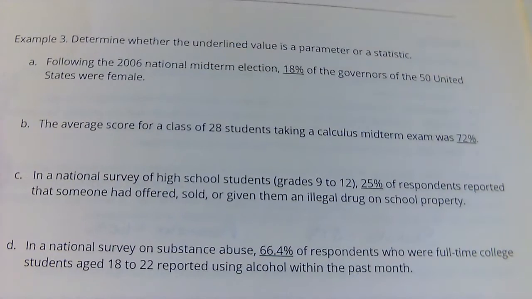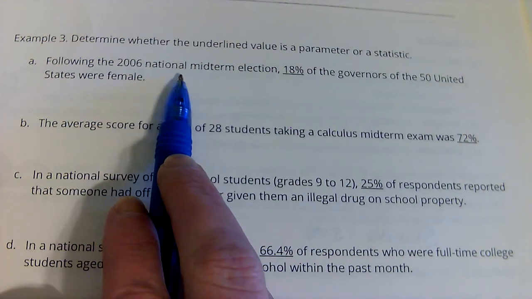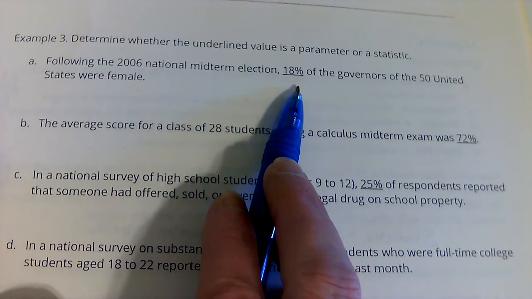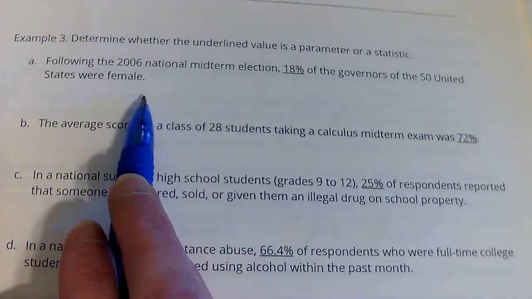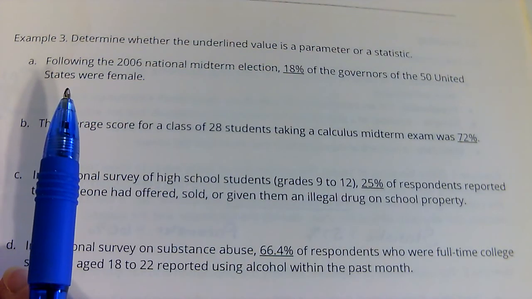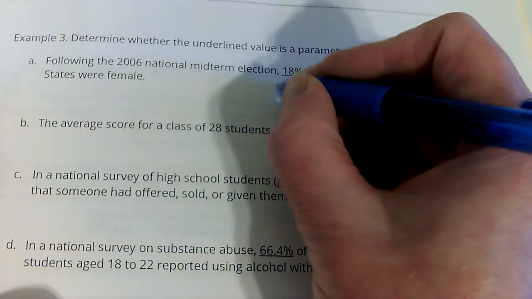Now, parameter, population, statistic goes with sample. So following the 2006 national midterm election, 18% of the governors of the 50 United States were female. Is this a parameter or a statistic? Well, it's talking about all states, so that's a parameter.